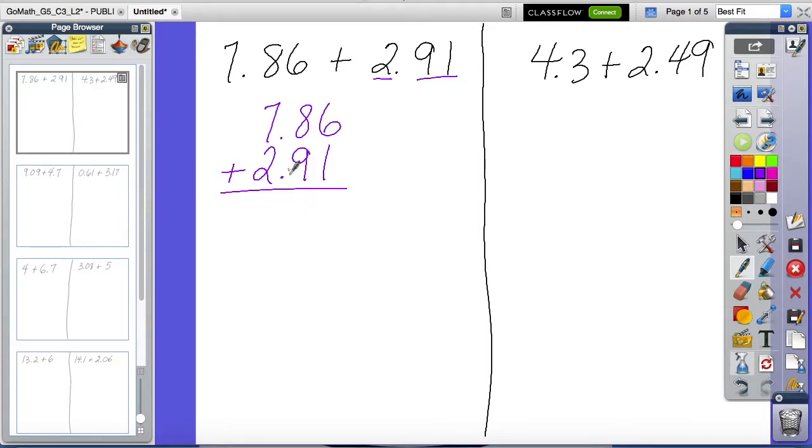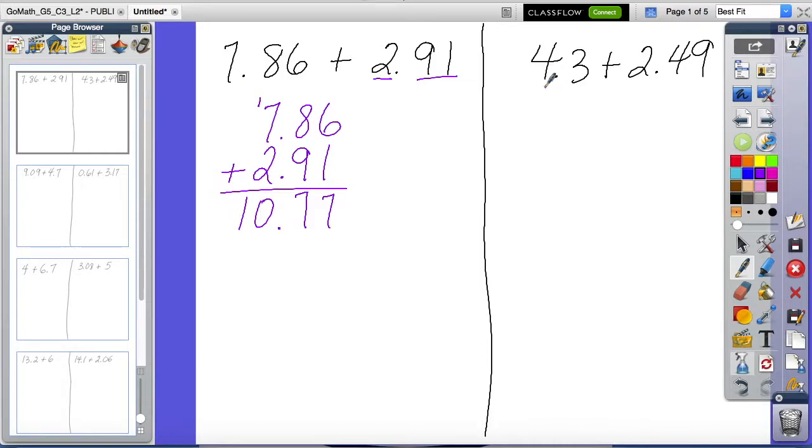To make sure we don't forget, let's bring that decimal point down first. And then we simply add: 6 hundredths plus 1 hundredth would be 7 hundredths. 8 tenths plus 9 tenths would be 17 tenths. Well, that means we're going to have to carry. Put a 7 here in the tenths place and we carry the 1, because 10 of those tenths can be put together to make a whole. 1 plus 7 is 8. 8 plus 2 is 10. So the sum would be 10 and 77 hundredths.